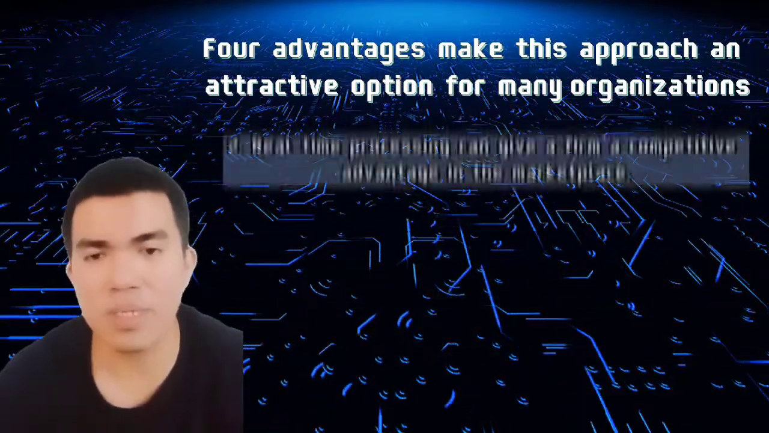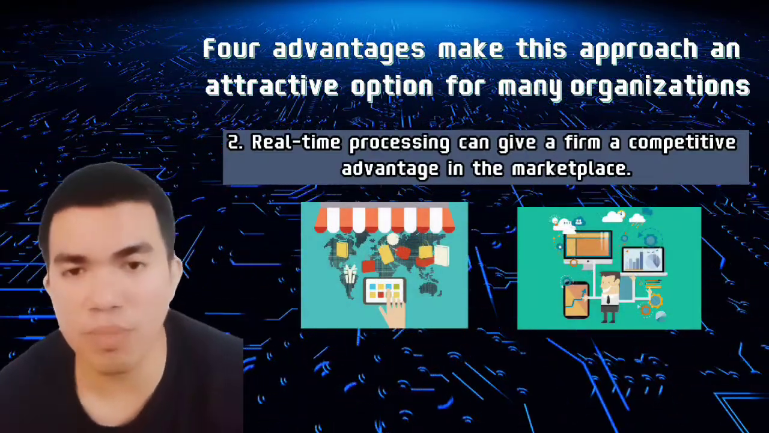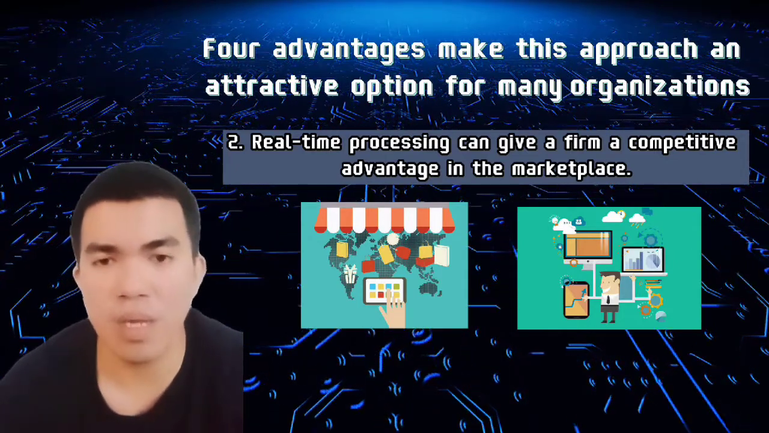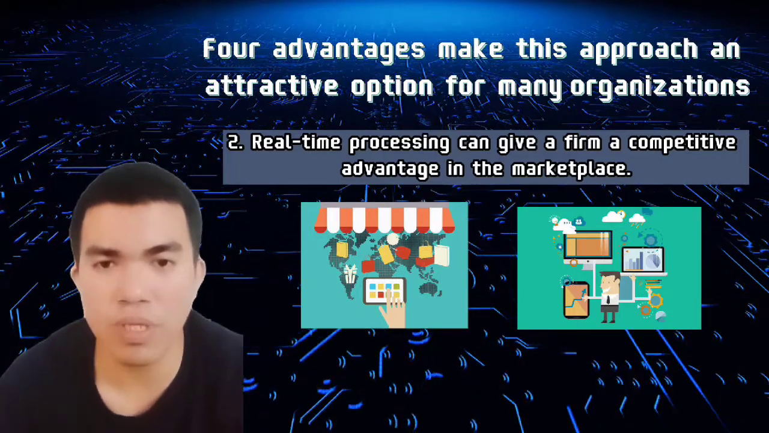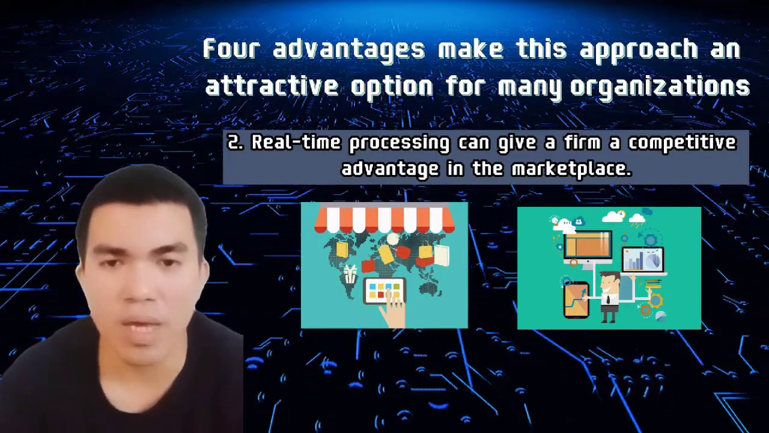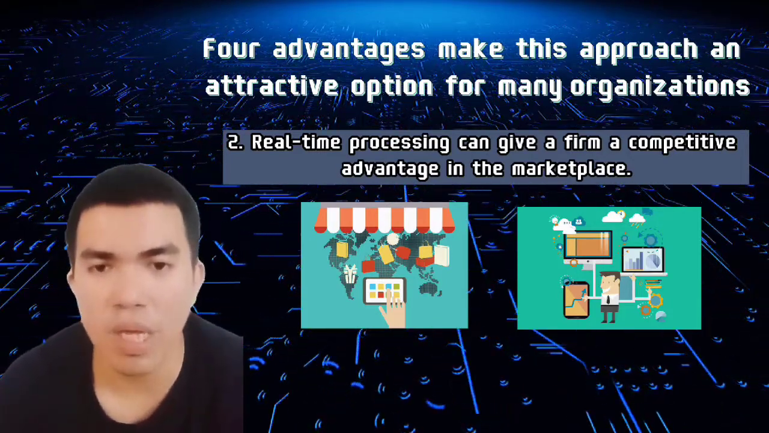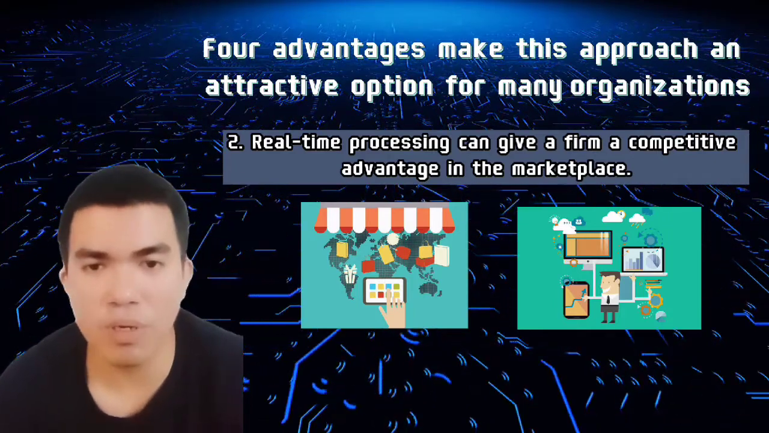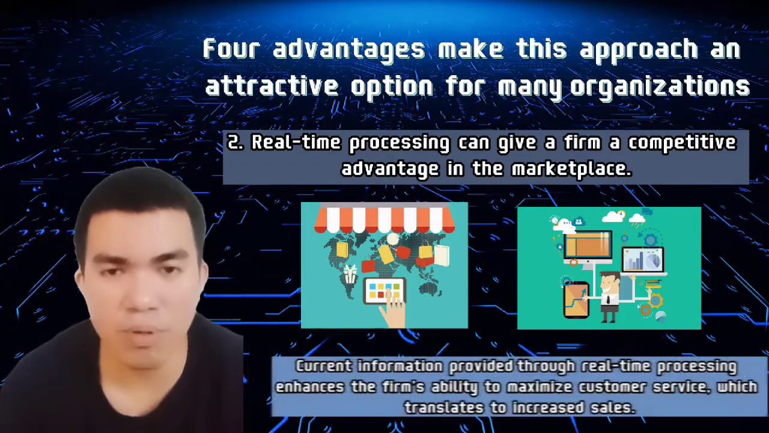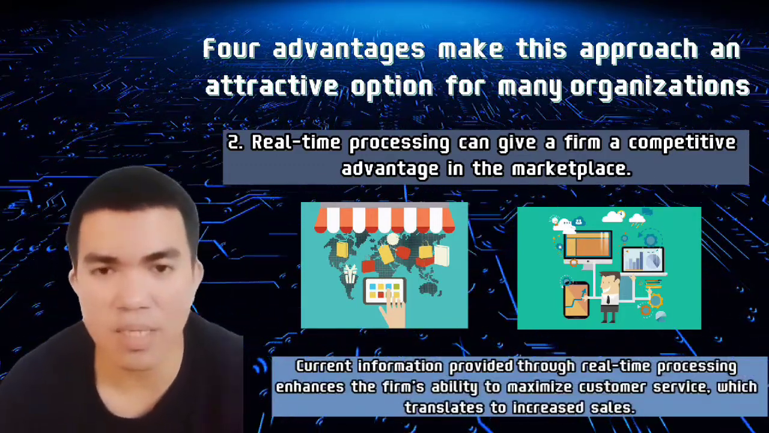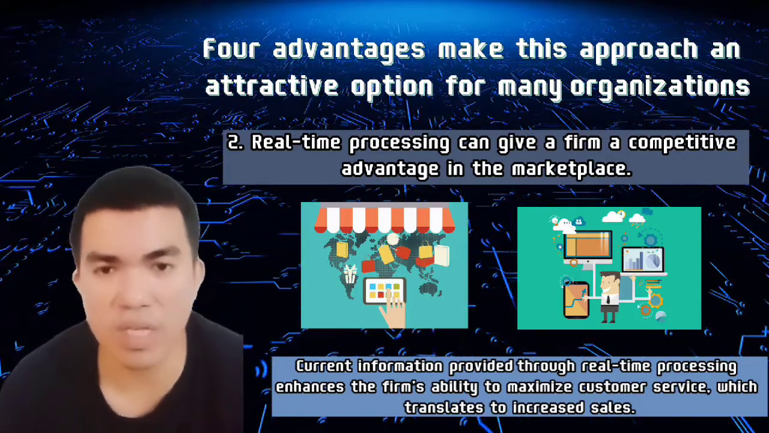Number 2. Real-time processing can give a firm a competitive advantage in the marketplace. By maintaining current inventory information, sales staff can determine immediately whether the inventory is available. In contrast, batch systems do not provide salespersons with current information. As a result, a portion of the order must sometimes be back-ordered, causing customer dissatisfaction. Back-ordered means the customer order cannot be shipped due to lack of inventory availability. Current information provided through real-time processing enhances the firm's ability to maximize customer service, which translates to increased sales.